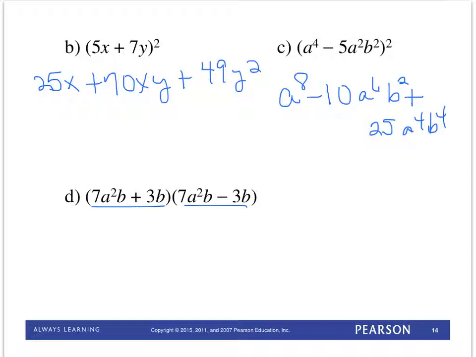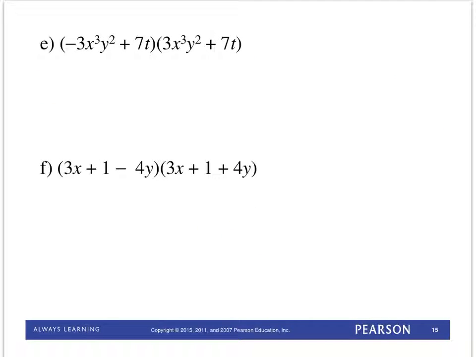These have the same problem, except one's addition and one's subtraction. So we're just going to square the first terms and square the last terms and put a negative sign in there. So 7a squared b becomes 49a to the 4th b squared, and then 3b becomes 9b squared. Okay, last one.